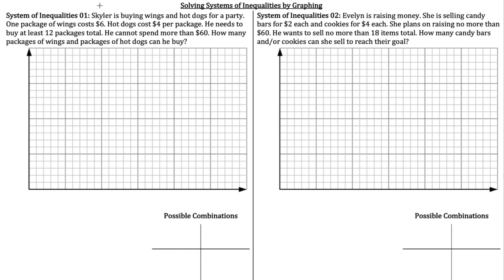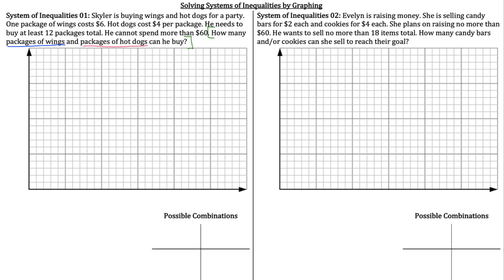All right, so Skylar is buying wings and hot dogs for a party. One package of wings costs $6. Hot dogs cost $4 per package. He needs to buy at least 12 packages total. He cannot spend more than $60. How many packages of wings and packages of hot dogs can he buy? So we're talking about packages of wings and packages of hot dogs.